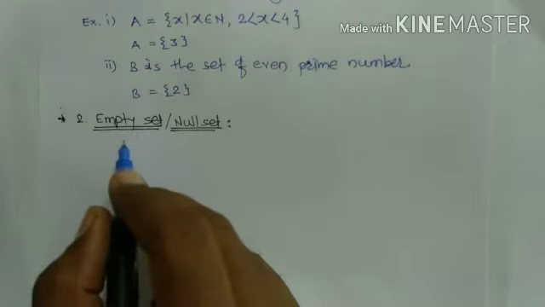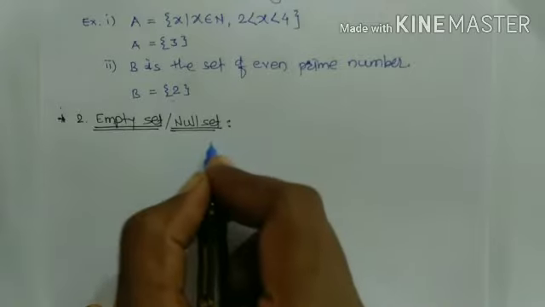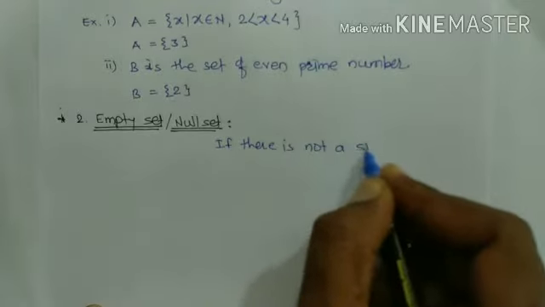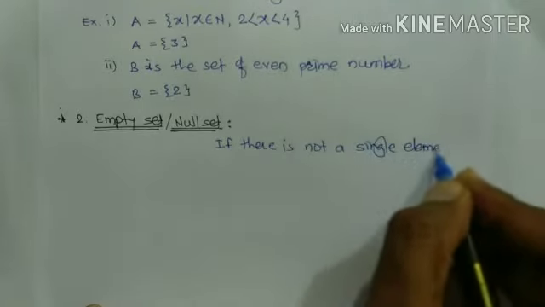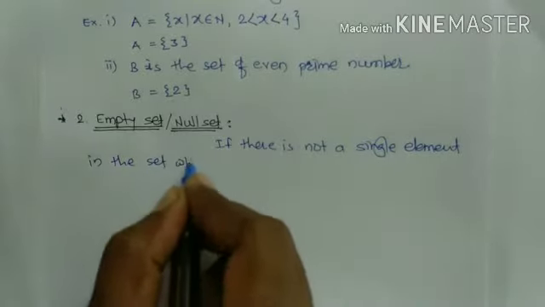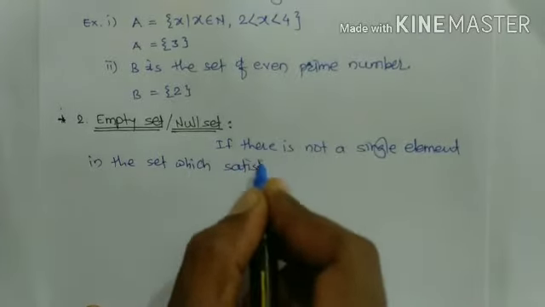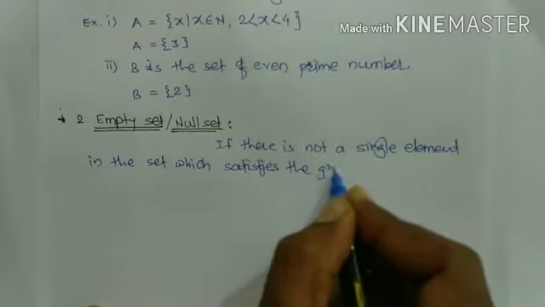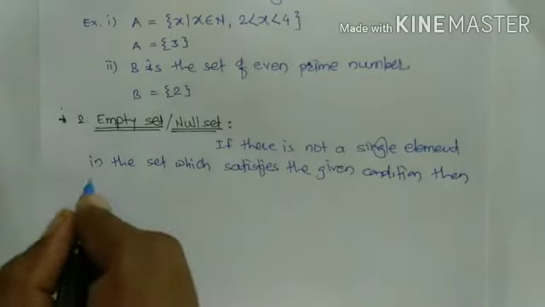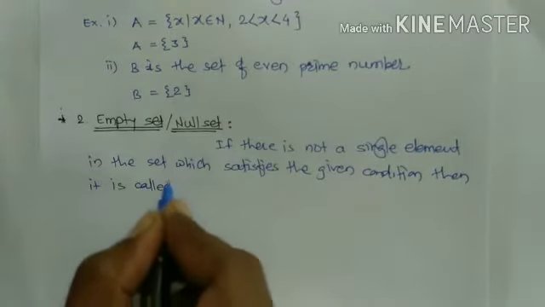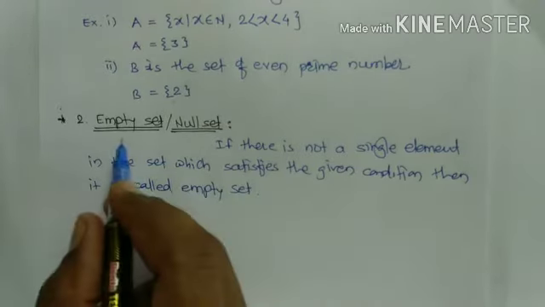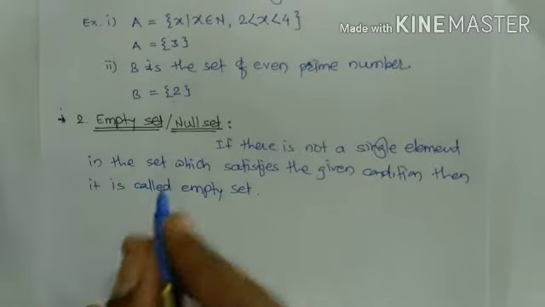It means that if there is not a single element in the set which satisfies the given condition, then it is called as empty set or it is also called as null set. Empty set or null set is denoted by this sign.